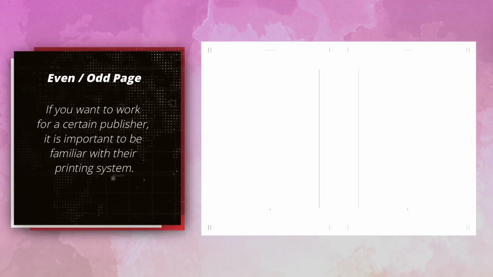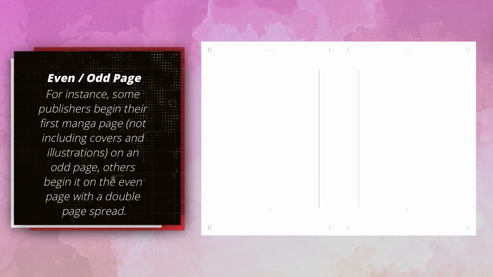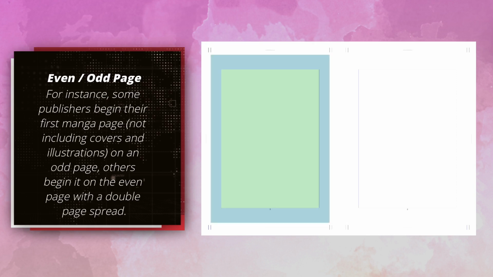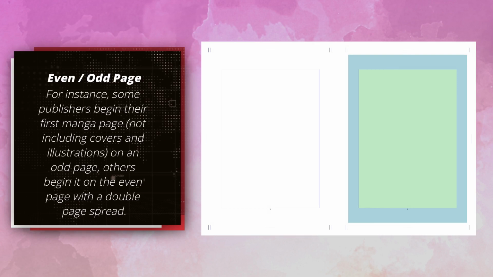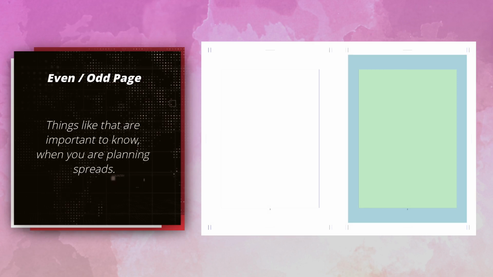Even page and odd page. If you want to work for a certain publisher, it is important to be familiar with the printing system. For instance, some publishers begin the first manga page, that is not including the covers and illustrations, on an odd page, while others begin it on an even page with a double page spread. Things like that are important to know when you are planning spreads.